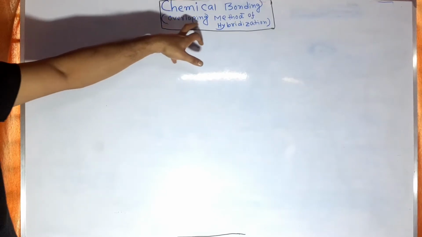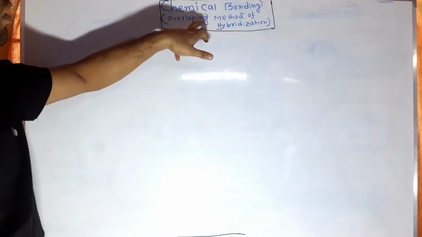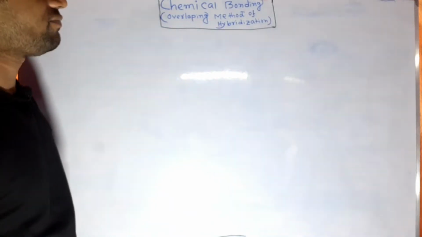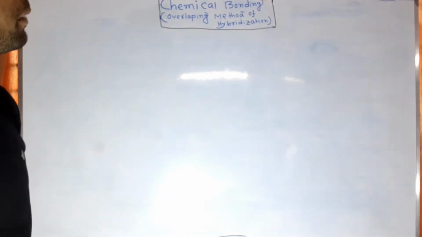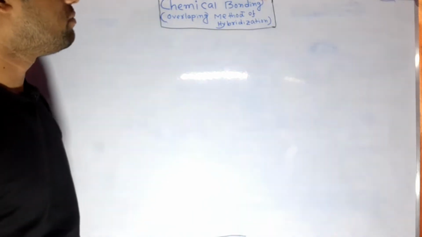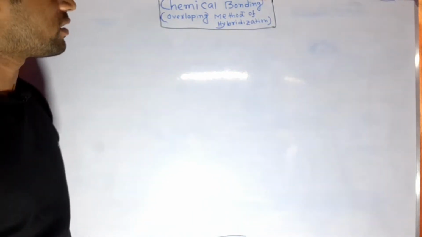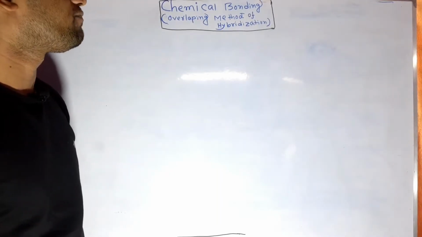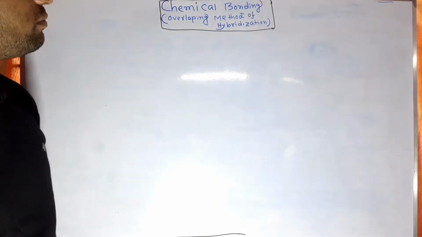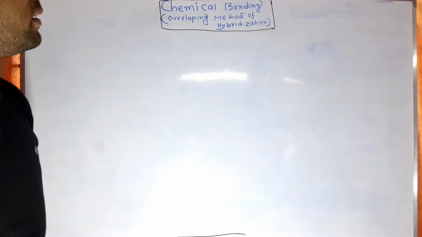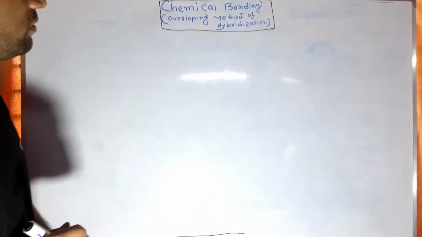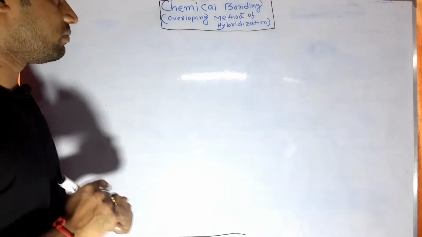The topic name is chemical bonding, overlapping method of hybridization. In the previous lecture we learned the hybridization of the central atom by the formula and short tricks, but this procedure can help you for the board exam for class 11, CBSE and ICSE. The overlapping method of a particular compound, hybridization of central atom.